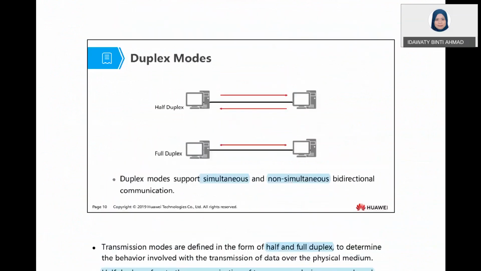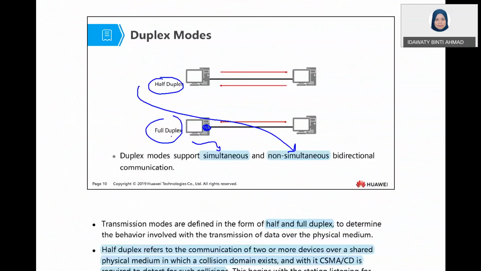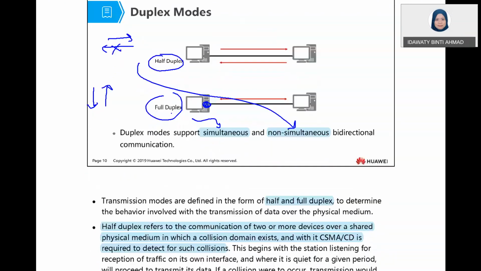let me repeat this. You have half duplex and full duplex in the network card. Half duplex means non-simultaneous. Full duplex means simultaneous, so you can send and receive at the same time. This is what is meant by full duplex. At the same time you send, you can also receive. But half duplex is like a walkie-talkie. When you send, you cannot receive at the same time, and when you receive, you cannot send. So that is half duplex.